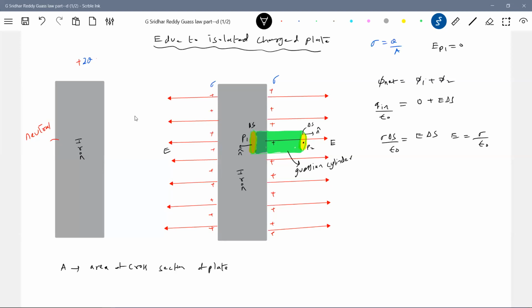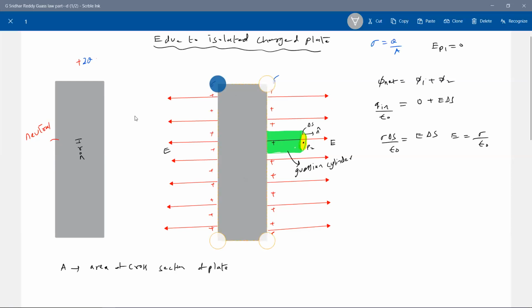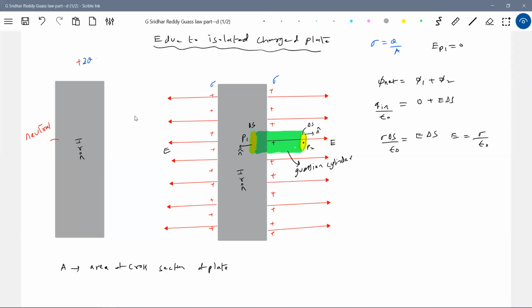Some students, if you look at some books, they give the other explanation. Instead of assuming a cylinder inside, they have just assumed it here. They assume one more cylinder here. You'll get the same answer. But I should assume a Gaussian cylinder inside the material also, to show that the net field inside the conductor due to static charges must be 0. This idea.